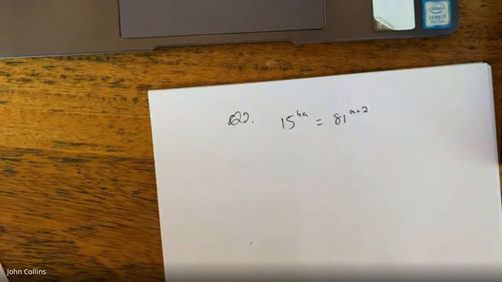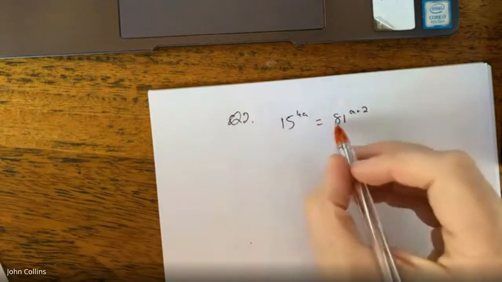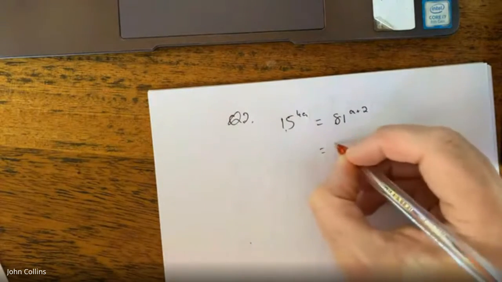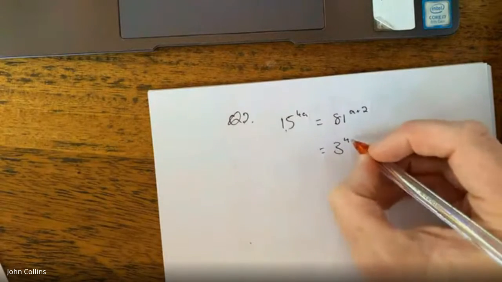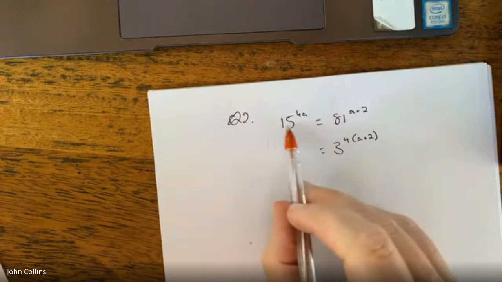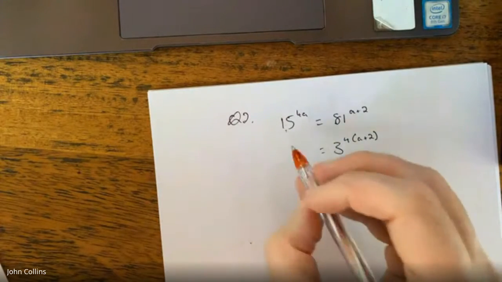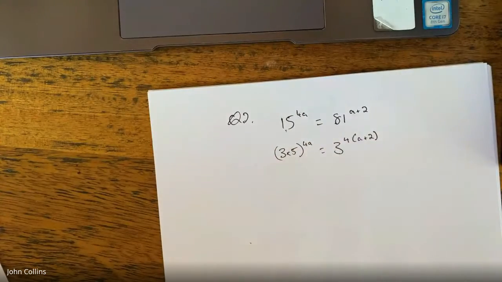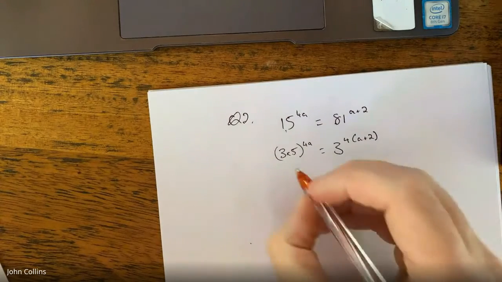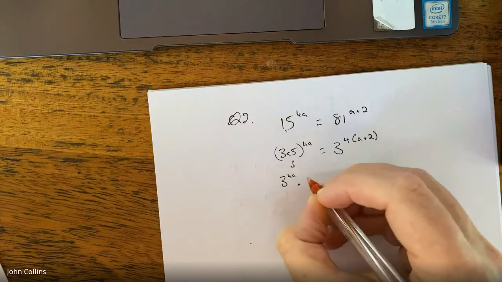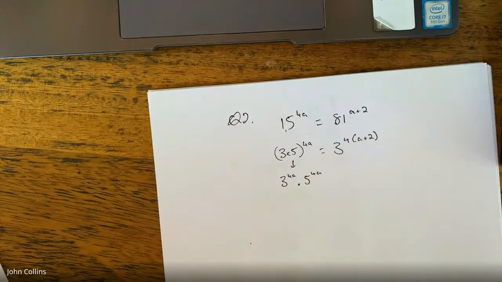So once again, I don't want them to be 15 and 81. I noticed 81 is 3 to the power of 4 anyway. Okay, so that's usually a good thing, to get it down into its lowest base. And 15 is 3 times 5, of course. So I can just write that 3 times 5 like that if you want, and that's to the 4a as well. Now, are you happy with me writing 3 to the 4a times 5 to the 4a for this?